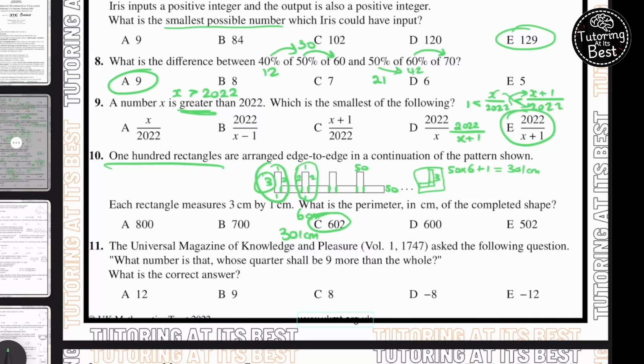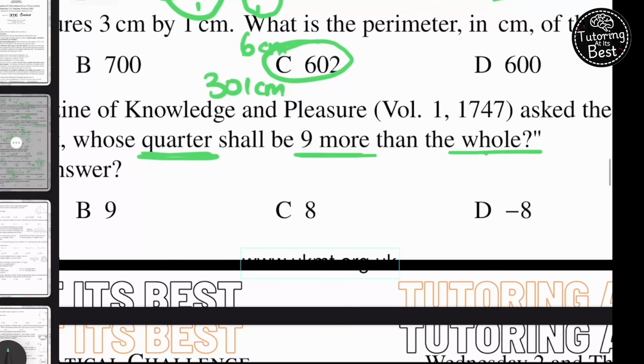Our second method, which I'm going to take, which is more efficient, is algebra. So it says, what number is that whose quarter shall be 9 more than the whole? So we'll have a quarter. This has to be seen as a quarter of x, which is 9 more than the whole. So we're going to get the minus x here, and that equals 9. And if we put that together, we will have 3/4 x, which will be a negative, equals 9.